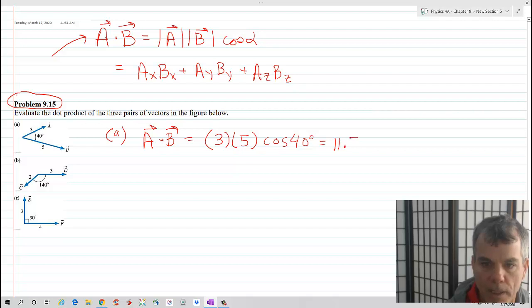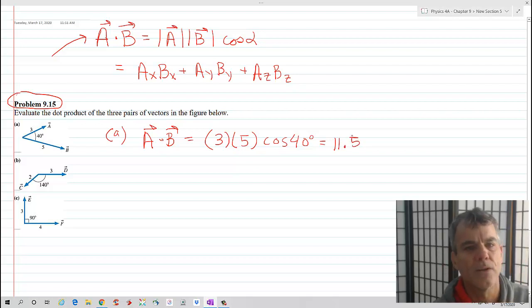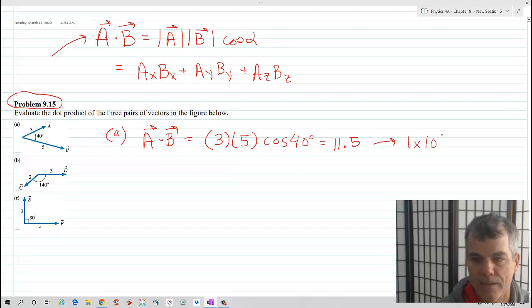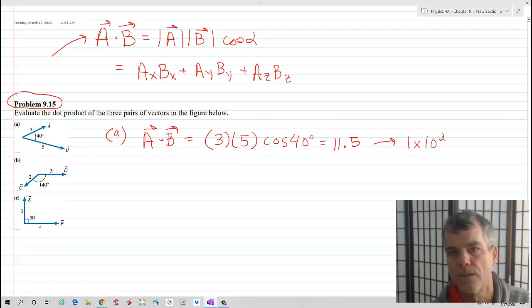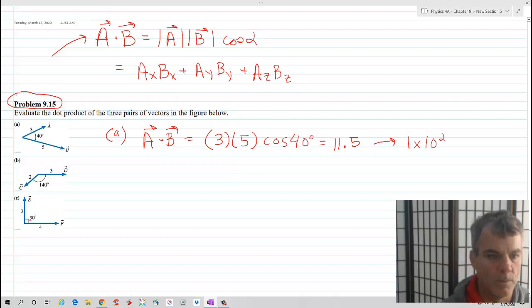11.5. And again, another weird thing here is they're giving you the magnitudes in just one significant figure. So this is actually 11.49. If we were to do this to one significant figure, we would write this as 1 times 10 to the 2. But let's just assume two significant figures for these problems.